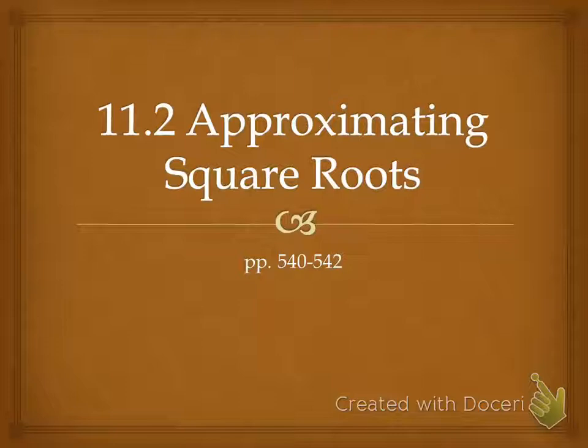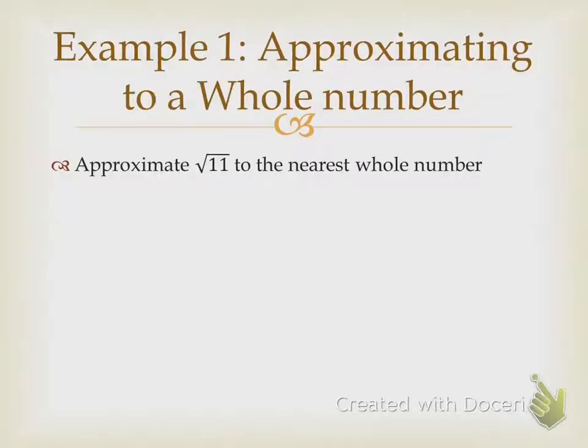We're going to learn about approximating square roots today. What do I do if I want to take the square root of a number that does not come out evenly? Wouldn't that be like a decimal? All right, so in example 1, we're looking at the square root of 11.